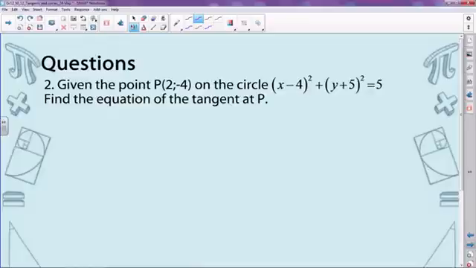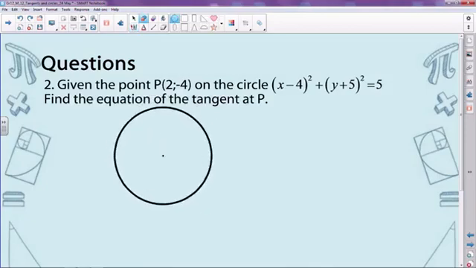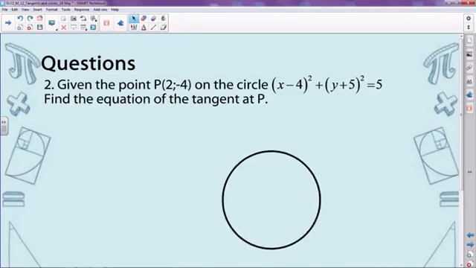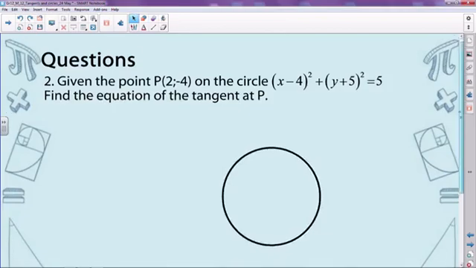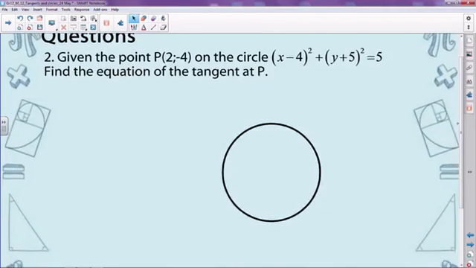Okay, so we were given the point P, which is (2, -4), and it's on the circle (x - 4)² + (y + 5)² = 5. You are then asked to find the equation of the tangent at the point P. So let's have a little drawing so that we can see what's going on. Obviously it's just a rough sketch. I'm not even going to put it on a Cartesian plane. It's just so that we have an idea of what they're asking us to do.